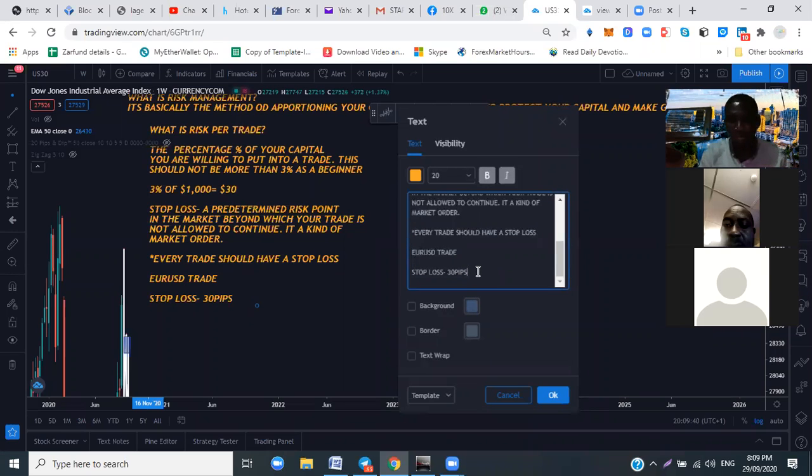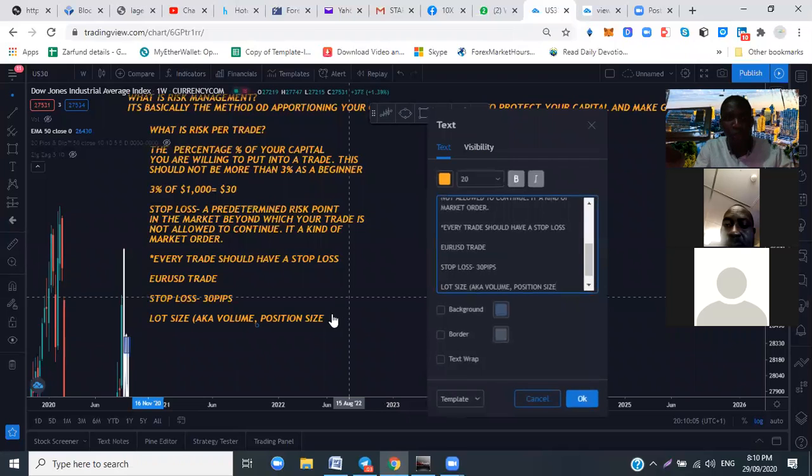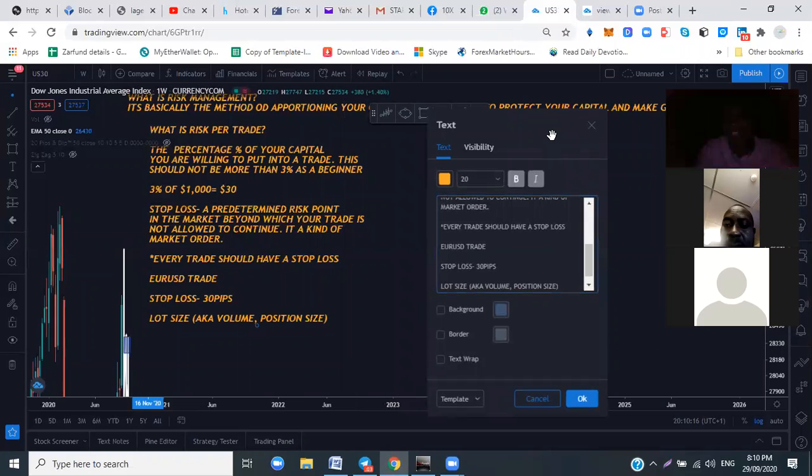Another word for it, lot size. Another word for it is volume, also called position size. All right, so these are all the words used for lot size: position size or volume, okay? So it's basically the size of your trade.